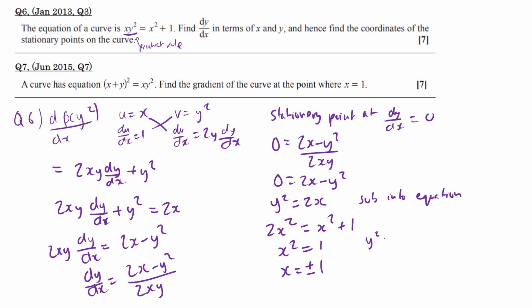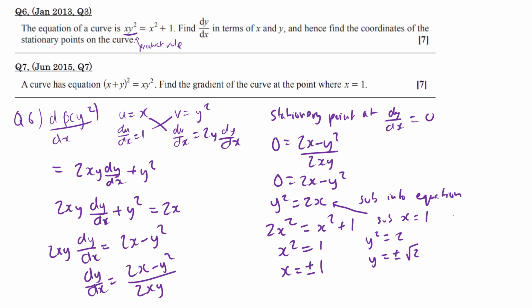I got plus or minus the square root of 2, but I don't think it's right. Oh no, that's fine. So this is what we know, but we've got to be careful. If we get y squared and we sub x equals 1 first into here, we get y squared equals 2, so y equals plus or minus the square root of 2. Happy? Yeah, that's what I got.